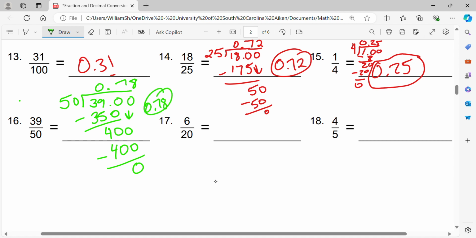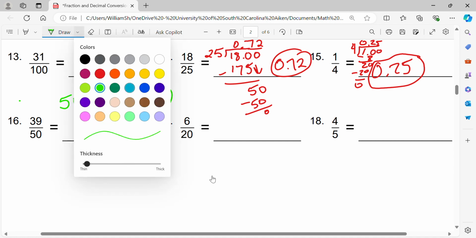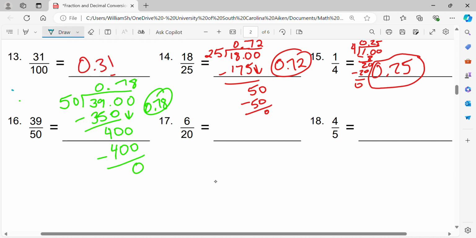Very nice. Okay, now we're looking at 6/20ths. So I'm going to divide 20 into 6. 20 obviously won't go into 6, but if I add a 0 here, how many times does 20 go into 60? Should go 3 times, right? So I'm looking at 0.3.